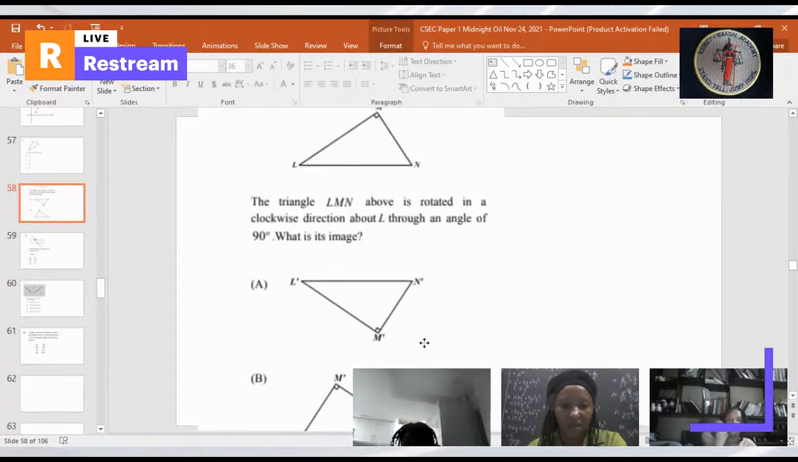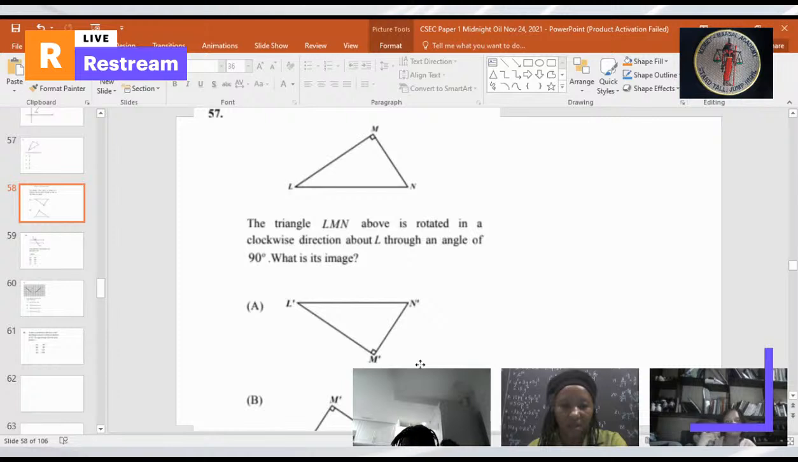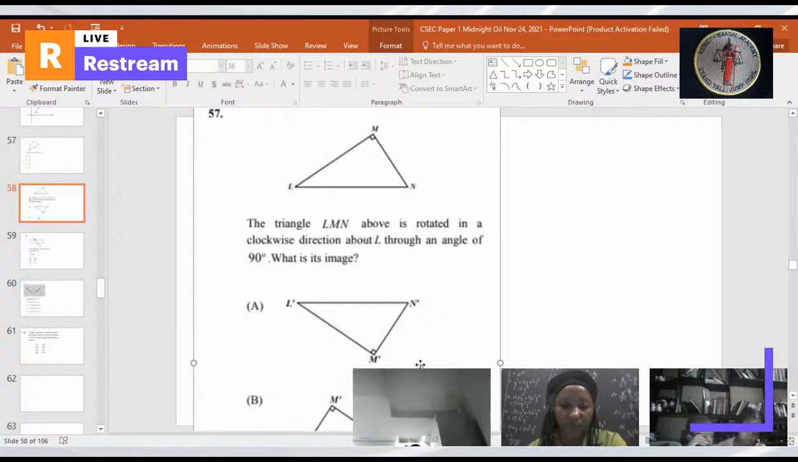LMN above is rotated in a clockwise direction about L. So L is the center of rotation, and it's going clockwise through an angle of 90 degrees. So what would the new shape be? So we're rotating it clockwise. What would it become?